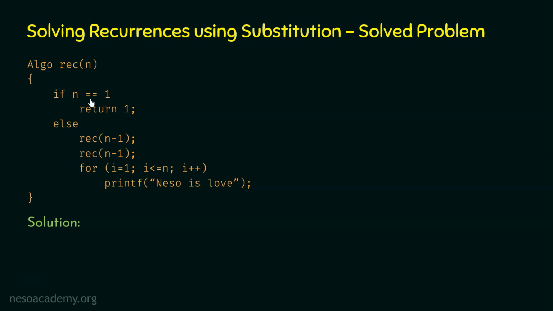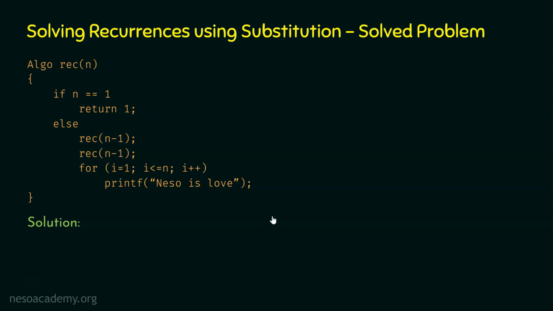How much time will the comparison take? Here we are comparing n with 1. Comparison takes a constant amount of time, and returning a value also takes a constant amount of time. So the total time is constant. Hence we can say T(1) is some constant. Let us assume the constant is 1 for the sake of simplicity, and this is the convention followed in most places. So T(1) is equal to 1. Remember that T(1) represents the time required to execute the base case.